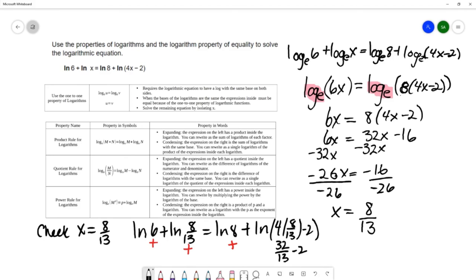32 over 13 is more than 2, so this will also be positive. The reason why I'm checking to see if they're positive is because the log of positive numbers is defined, log of 0 is undefined, and log of a negative is undefined. So if any of those expressions had a negative or 0 inside the logarithm, then we would throw that solution away. We will keep this solution of 8/13 because they were all positive.